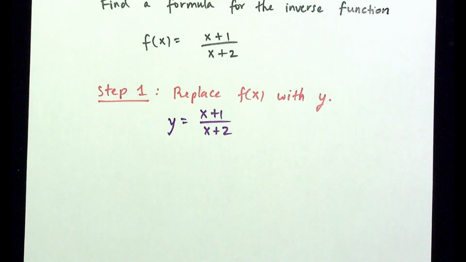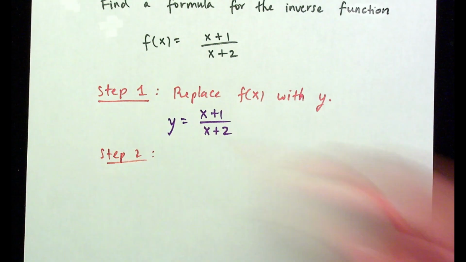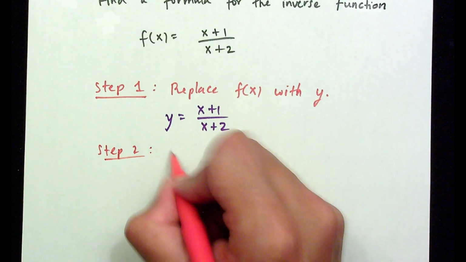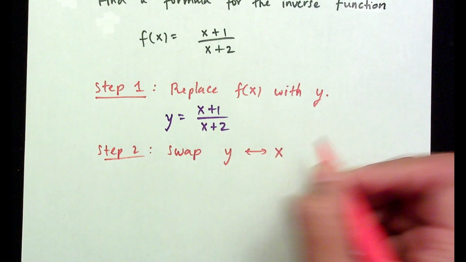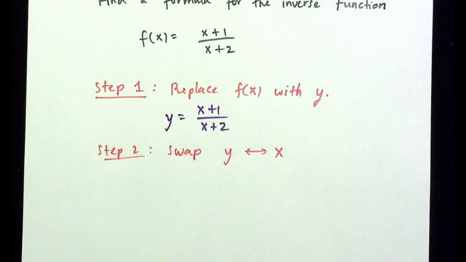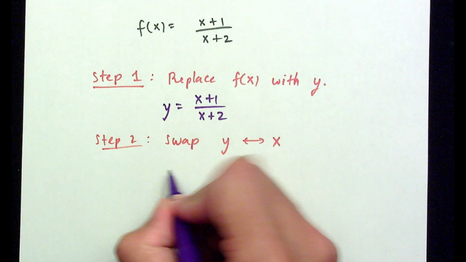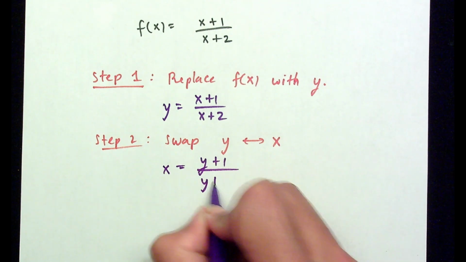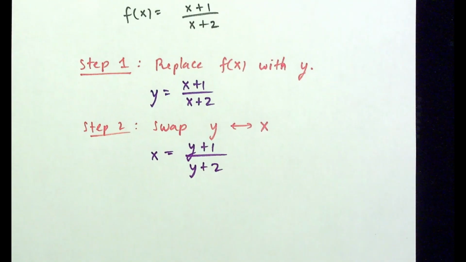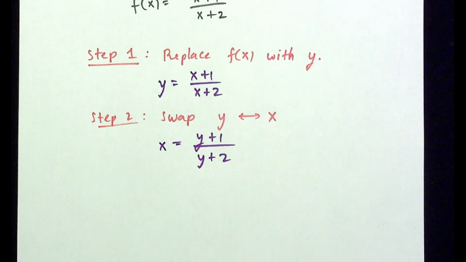Step 1 is just a change of notation. Step 2 is you're going to swap the x and the y. Wherever you see y, you write x, and wherever you see x, you write y. So this looks like x equals y plus 1, all over y plus 2. Because an inverse function replaces inputs with outputs. It swaps them around.